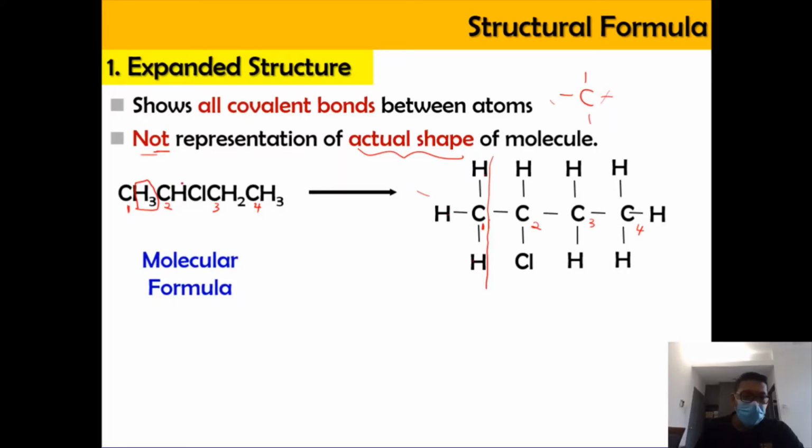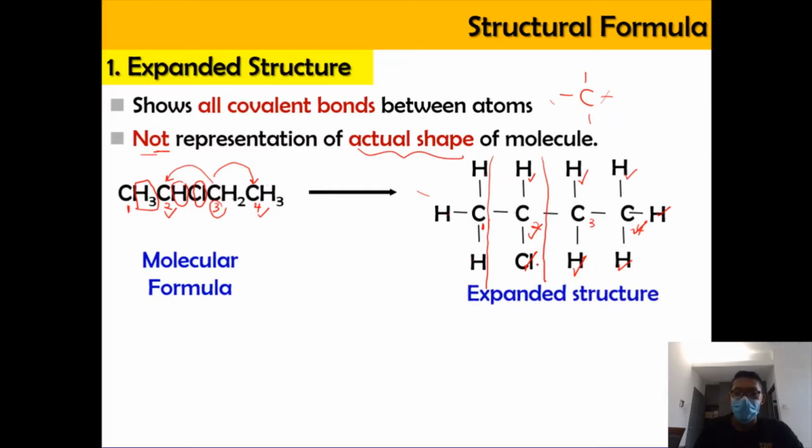For carbon number 2, you attach hydrogen and Cl, and it is connected to the previous carbon and to the next carbon, number 3. For carbon number 3, it is attached with 2 hydrogens, hydrogen here and hydrogen here, and it is also connected to carbon number 2 and carbon number 4. And carbon number 4 is attached with 3 hydrogens: 1, 2, and 3. This is known as the expanded structure because you show all the covalent bonds between the atoms. And Cl here refers to carbon number 2.